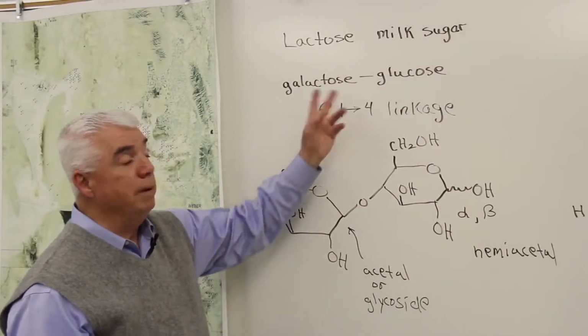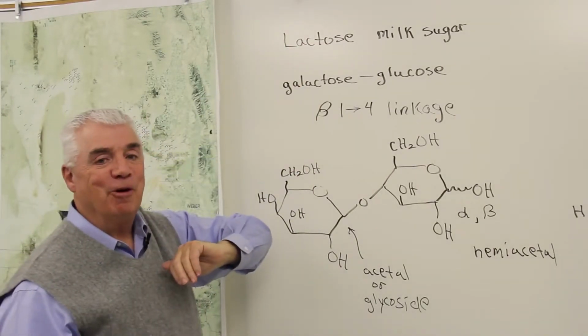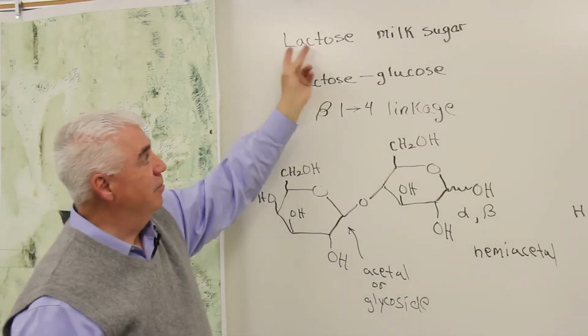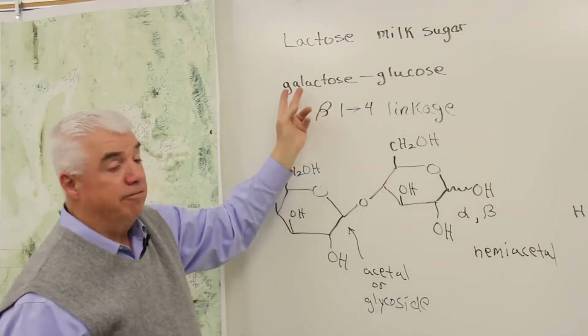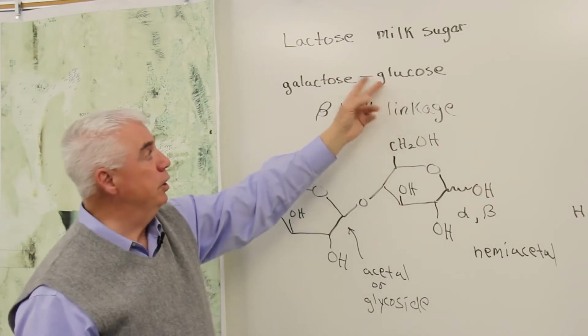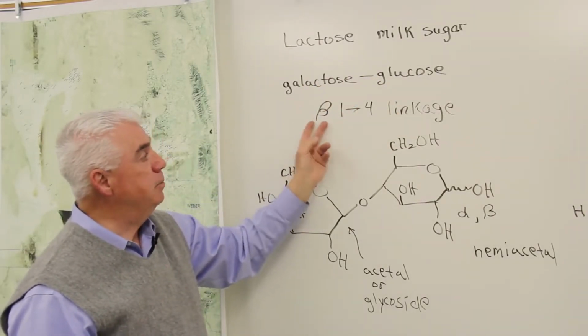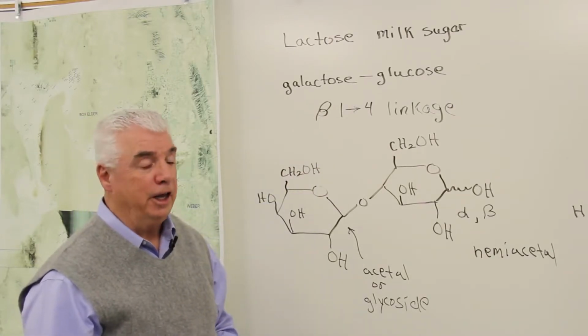Lactose is also called milk sugar, and the 3 things that we'd like you to know are right here at the top. Its alternate name, the fact that it consists of 2 monosaccharide units, a galactose linked to a glucose, and they're linked by a beta 1 to 4 linkage.